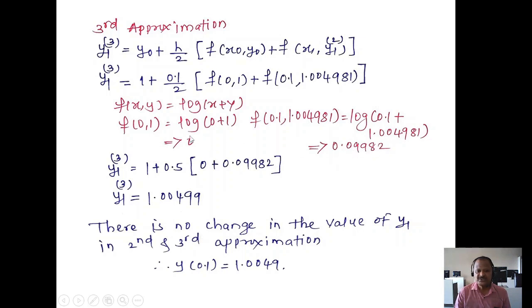Now this 0 you can put in this equation, and again this value you can put in this equation. So the third approximation of y1 is equal to 1 plus 0.5 into the bracket 0 plus 0.09982. Make the addition here, then multiplication with 0.5, then add with 1. So the final answer of y1 for the third approximation is 1.00499.